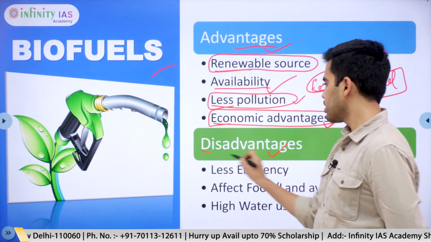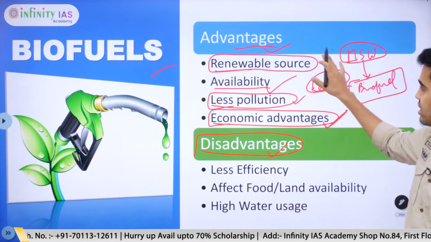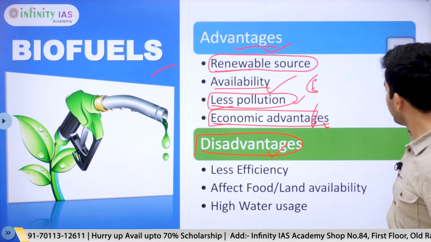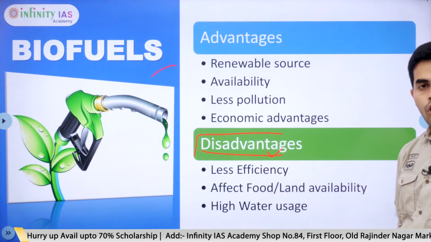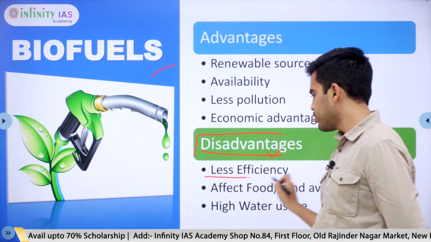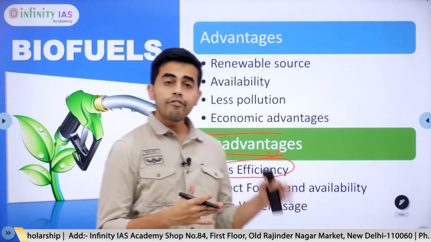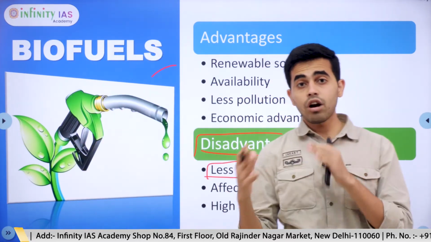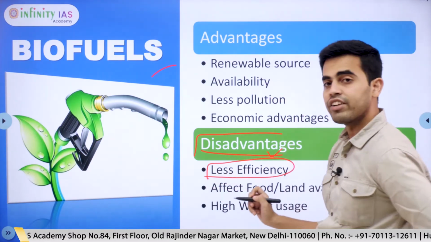So next comes disadvantages of biofuels. After seeing the advantages, there are a few disadvantages with biofuels as well. What are those? So biofuels are less efficient. This is primarily the reason why the use of biofuels is not as much as our petroleum products. So what is less efficient?